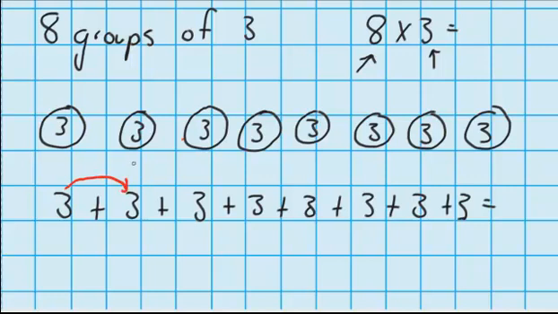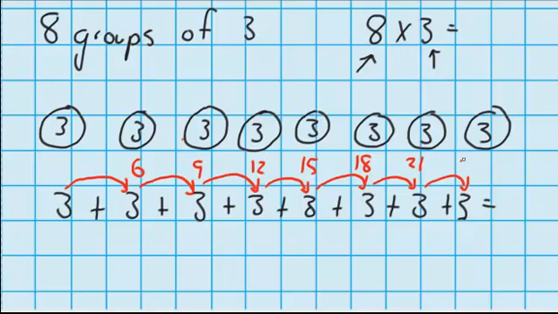So 3 plus 3 is 6, plus another 3 is 9, plus another 3 is 12, plus another 3 is 15, plus another 3 is 18, plus another 3 is 21, plus another 3 is 24. So 8 groups of 3 is 24, or 8 times 3 is 24.